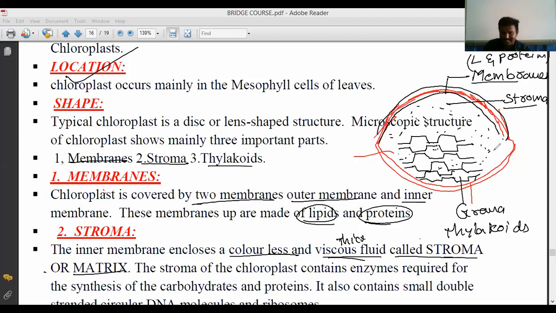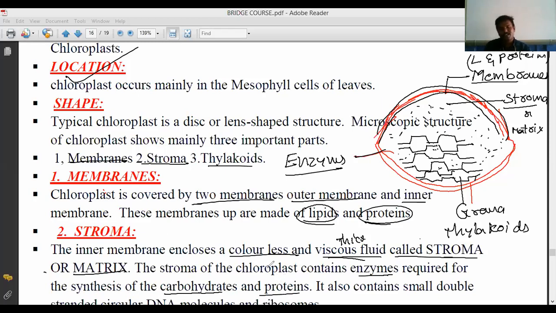Stroma is also called matrix. This is the stroma of the chloroplast. The stroma part of the chloroplast contains enzymes. Here, in this stroma part, various kinds of enzymes are located. Those enzymes are absolutely essential for photosynthesis. You will get all those enzyme names in higher studies. The stroma of the chloroplast contains enzymes which are required for the synthesis of carbohydrates and proteins.